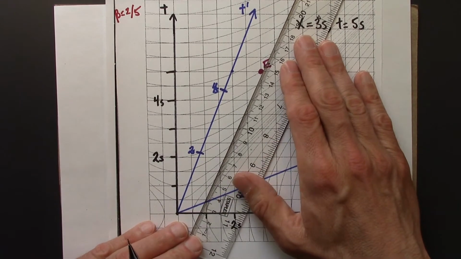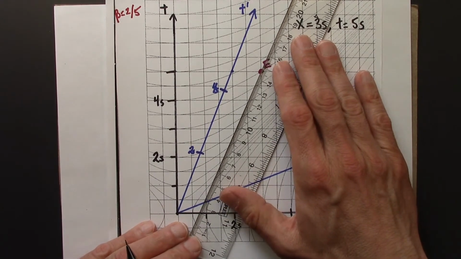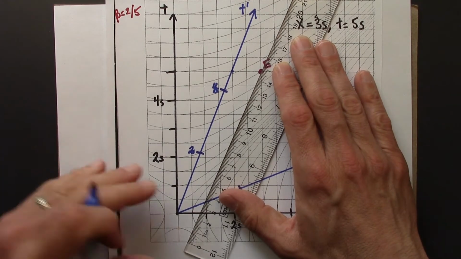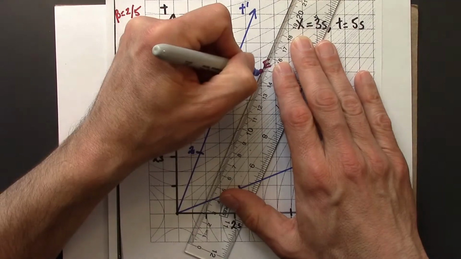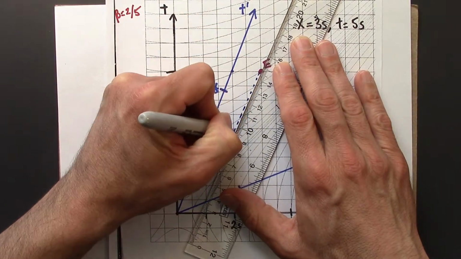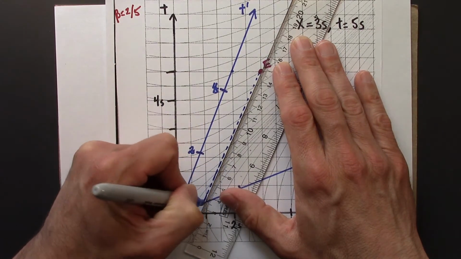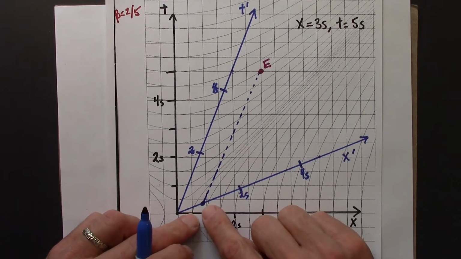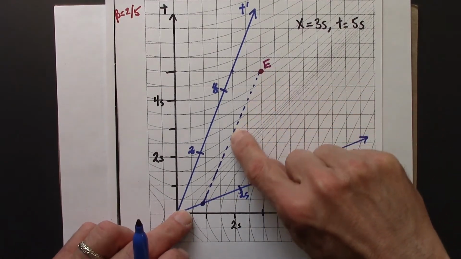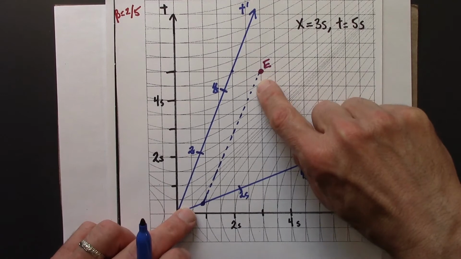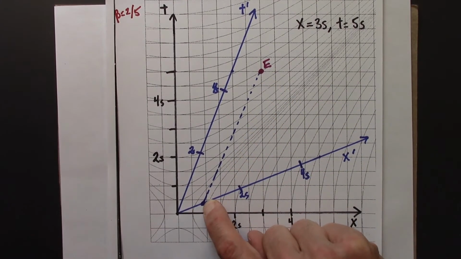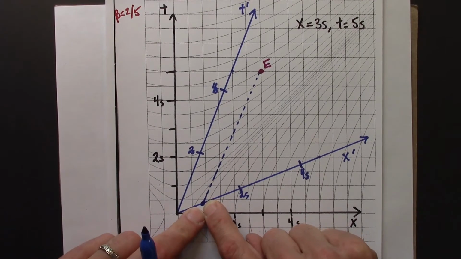I'm so afraid I'm going to mess this up. All right. So I would draw a parallel line, which I drew as this dashed line, down to the x prime axis. And that would be my x prime coordinate for this.